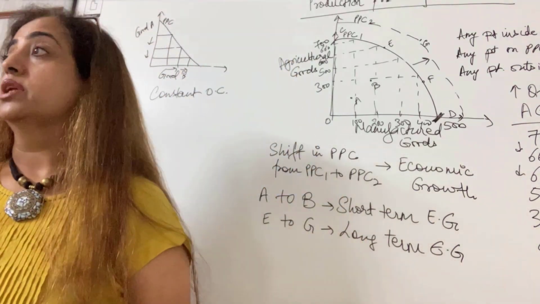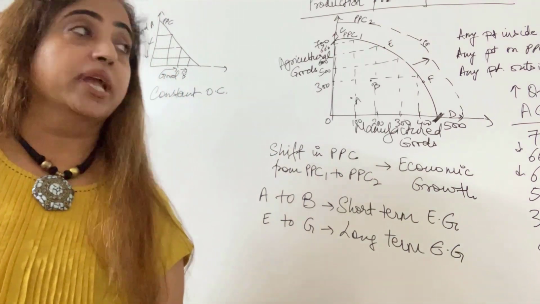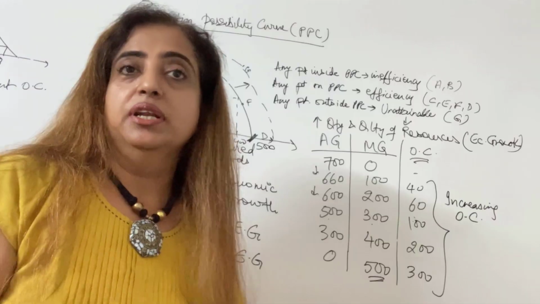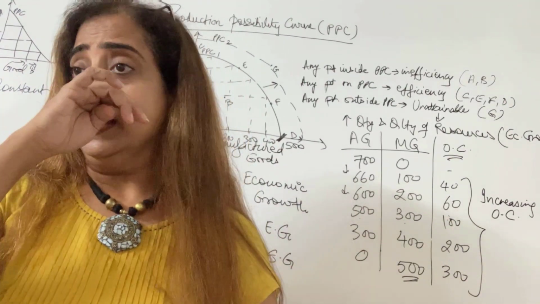Yeah. So that is the difference. Generally we use this when PPC is asked. Now can someone tell me why this opportunity cost is increasing? Let me explain it to you with a very small example.